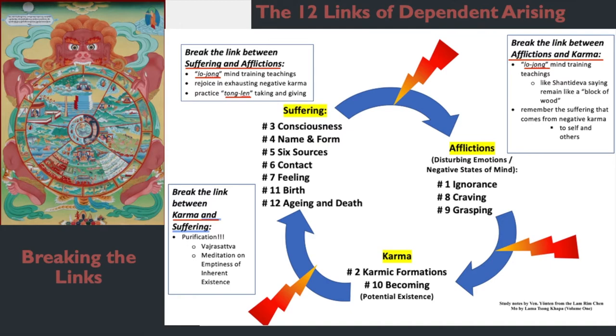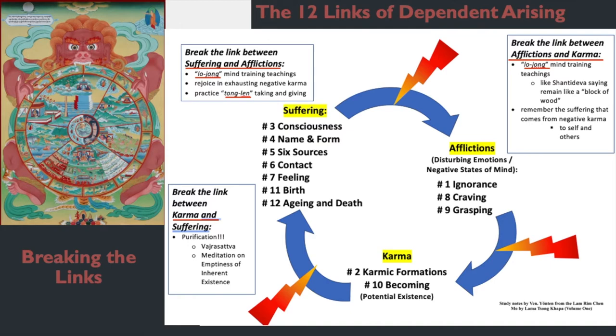Here you can also apply Lojong, mind training techniques, or like Shantideva says, remain like a block of wood. So just shut up, keep your hands to yourself, don't write any emails, don't send any text messages, and wait for it to pass. You remember that suffering comes from negative karma to self and others, and so you might feel the grumpiness, the negative state of mind, the agitation, but you're choosing not to act from that place. You're choosing not to give in. You're choosing not to believe the story of your disturbing emotions. And in that way, you prevent yourself from creating negative karma.